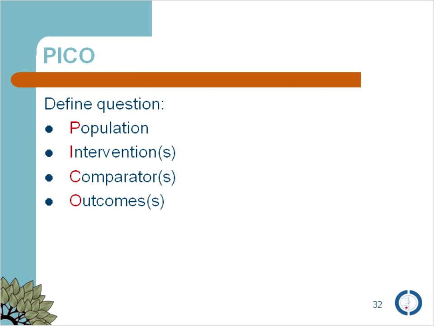So the next thing, we talked about how we need to have a question, so we need to have some sort of framework, and PICO's been around for a long time, and that's what the collaboration endorses and uses to frame your questions. So you're looking at your population, your intervention, your comparison, and your outcomes.